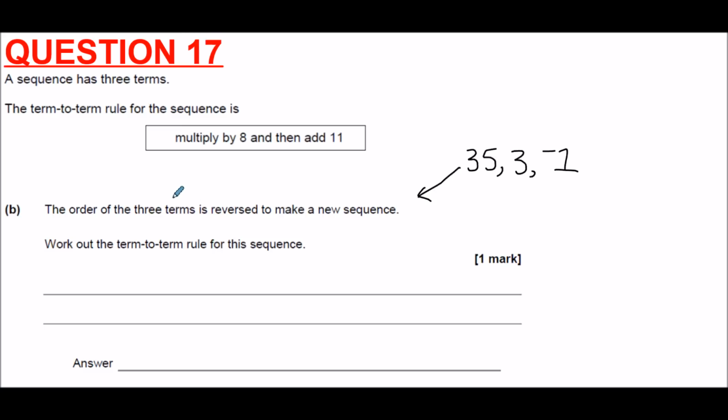Now because the order of the 3 terms is reversed, that will alter what the term-to-term rule for this sequence now is. Because we've reversed the order of the terms, what will actually happen is we'll be doing the exact opposite. And so in some order, instead of multiplying by 8, we'll be dividing by 8. And adding 11. Sorry, instead of adding 11, we'll be subtracting 11.